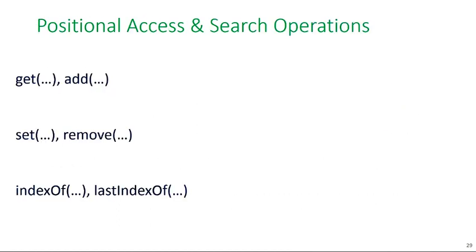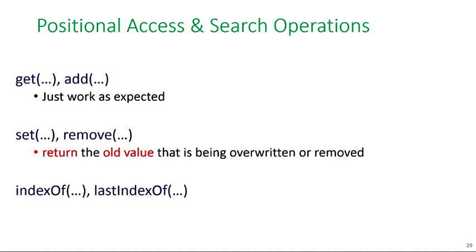So let's talk a little more about positional access and search operations. These are the methods that we are going to go over. Get and add, no problem. Okay, with get, you pass an index. It's going to return that element to you. With add, you just specify the element you want to add, like with the add method from the Collection class. But in addition to that, you can also specify an index. So you can say exactly where in the list you want to add an element.